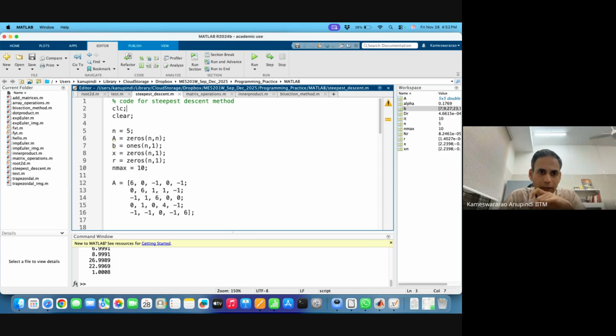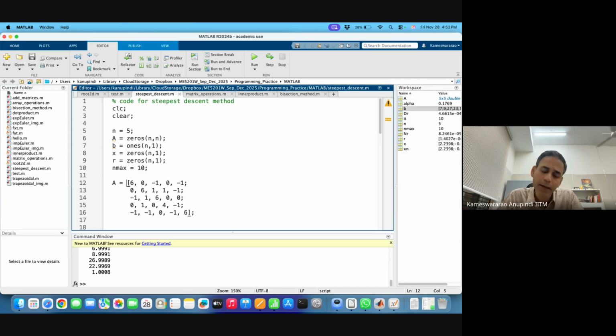Okay, fine. So I have clc and clear to clear the values. I have n equals 5, the size of the matrix. I'm initializing my matrix A as zeros, an n by n matrix. Then I have B, the right hand side, initialized to be ones, but I'll change this. Then for AX equals B, X equals zeros. R is my residual, which is equal to zeros of size n by 1. And then I am performing some 10 iterations. And then this is the A matrix.